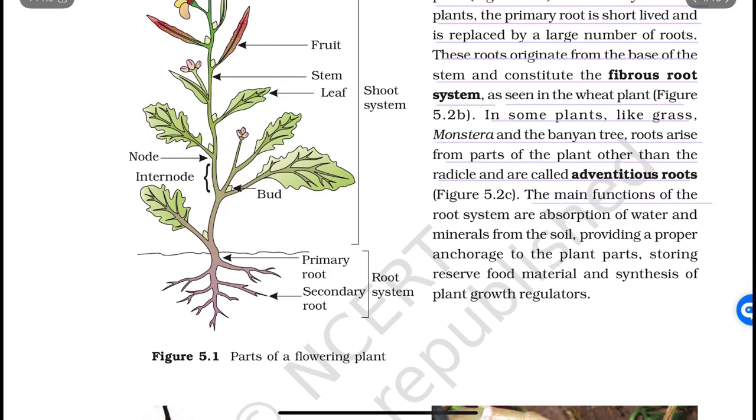The main functions of the root system are absorption of water and minerals from the soil, providing proper anchorage to the plant parts, storing reserve food material, and synthesis of plant growth regulators.